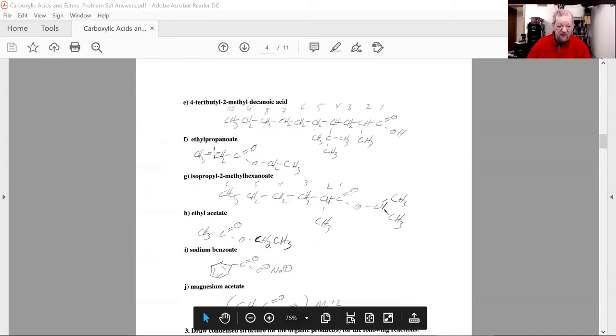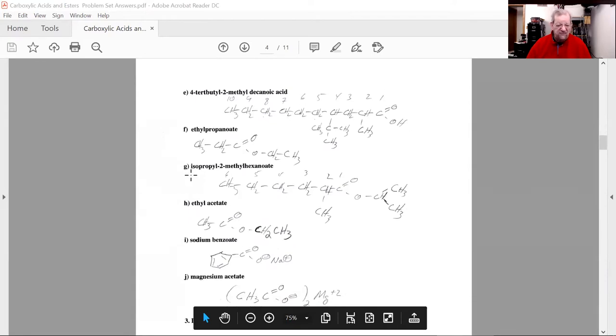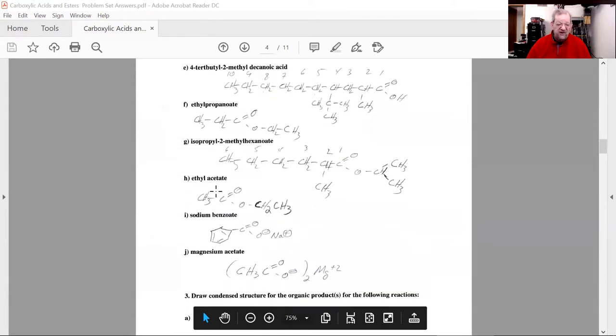And ethyl propanoate, OATE ending, ester or carboxylate anion. If it has an alkyl group in front, it's an ester. That's here. Now, I made a mistake. Omit G. I won't ask that on a test. Here's a common name you should know. Ethyl acetate comes from acetic acid, and the R prime group is ethyl, and that's nail polish remover.